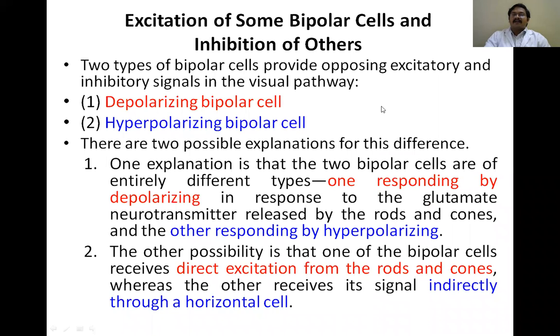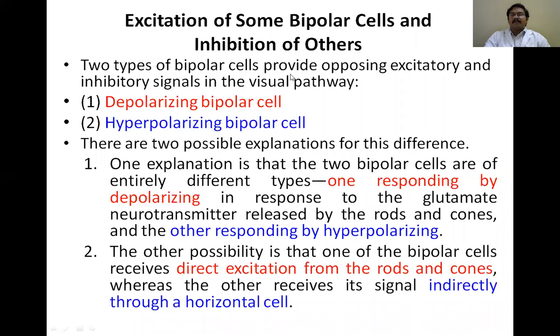And what are the different types of bipolar cells? There are two types of bipolar cells. One is the depolarizing bipolar cell, another one is the hyperpolarizing bipolar cell. The excitation and the inhibition of some bipolar cells also play an on-off center role, and this enhancement plays an important role in the contrast of the image.